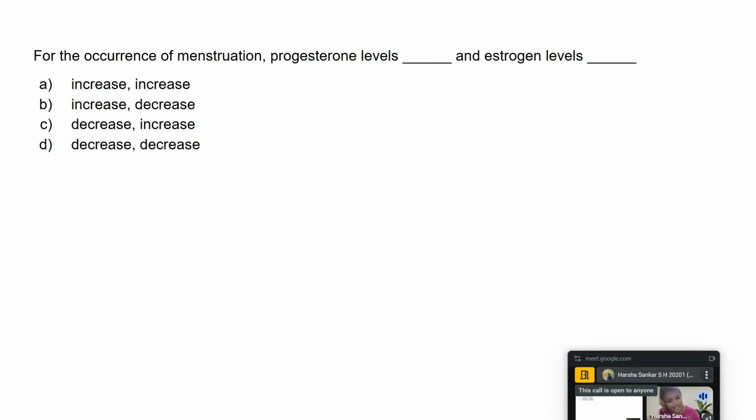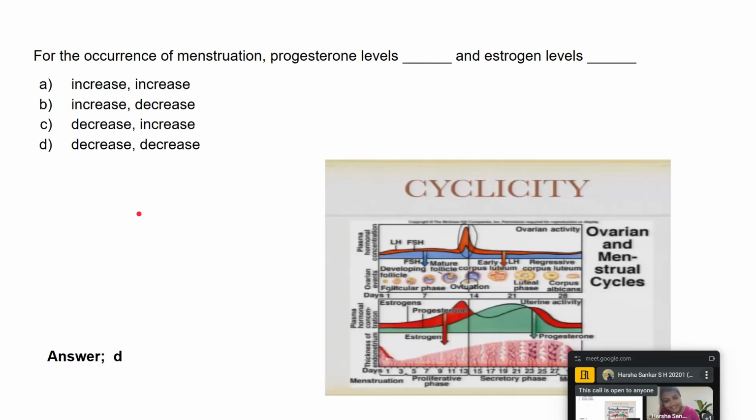So both should actually decrease during menstruation. Option D is the correct one. We can see in menstruation, the menstruation phase, days 1, 2, 3 to 4, right?